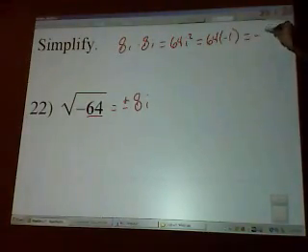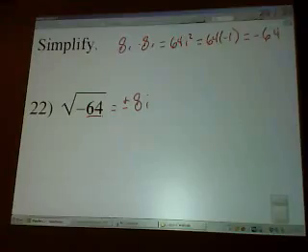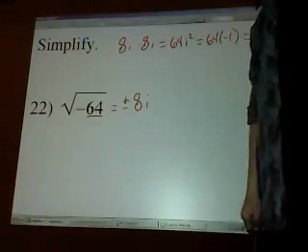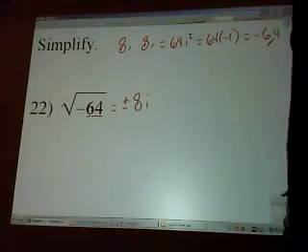So that's 64 times negative 1, and that is negative 64. So if you multiply 8i times itself, you get negative 64. That's why it's one of the square roots, okay?